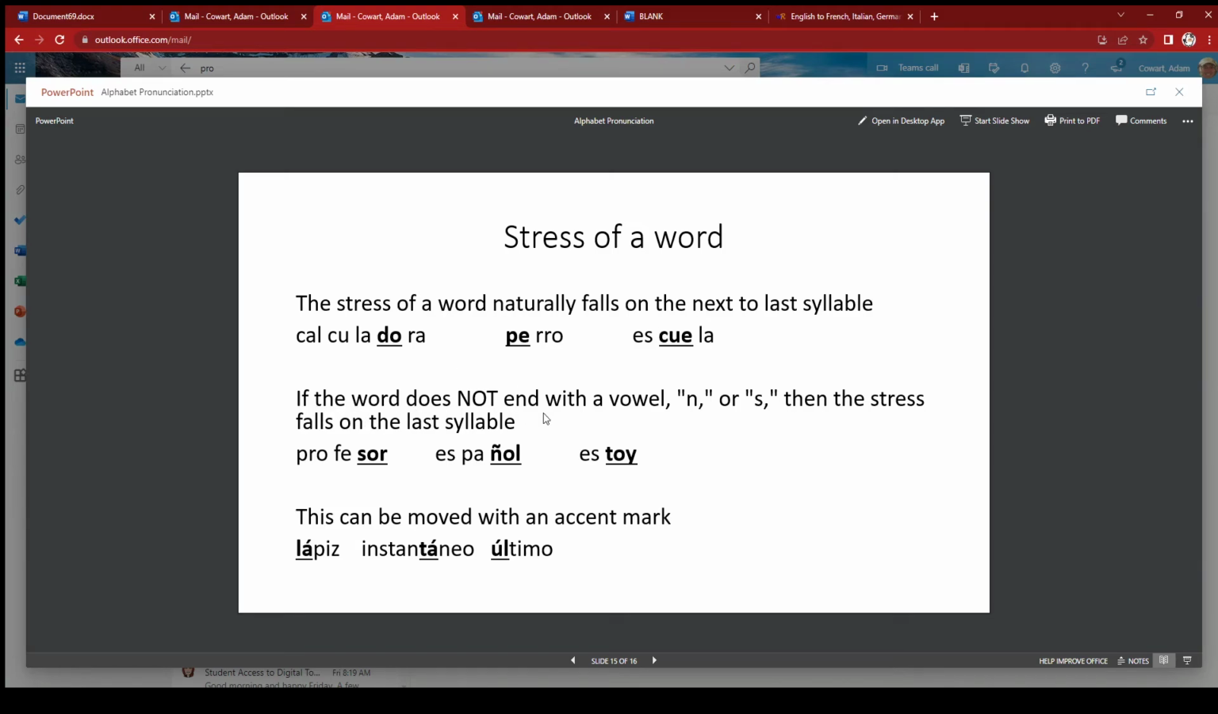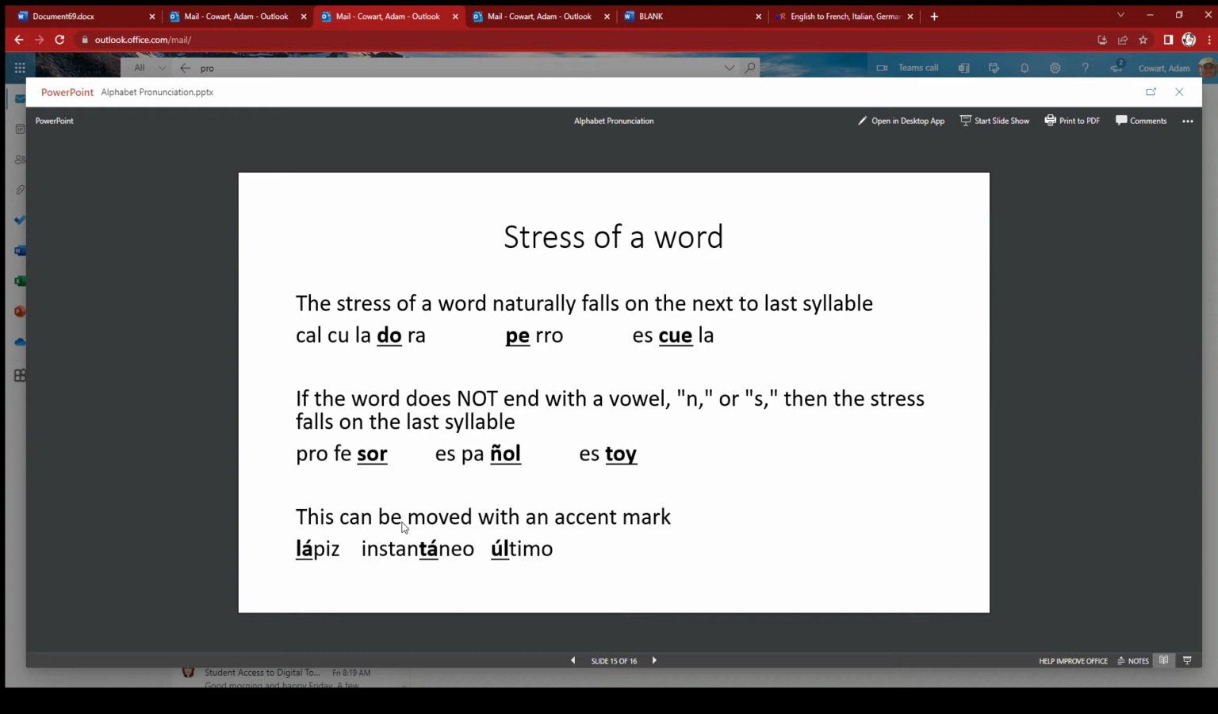If the word does not end with a vowel, the letter N or the letter S, then the stress falls on the last syllable. For example, profesor, español, estoy. Okay, so none of these end with those things.